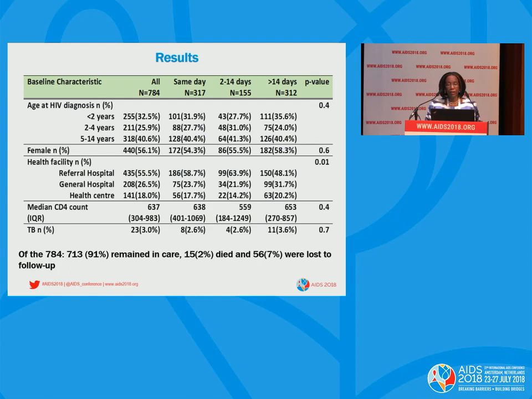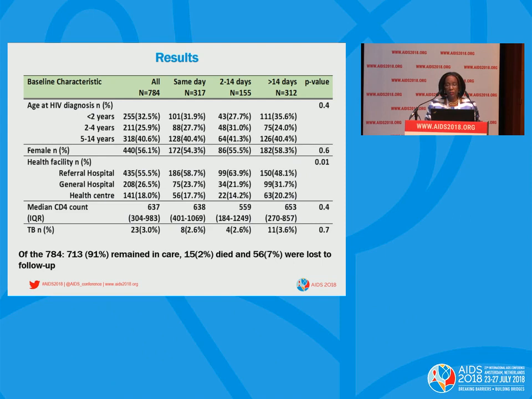We had a total of 784 children, and across the different categories of starting, there was no difference in terms of age at diagnosis. There was no difference in terms of whether you are male or female. There was a difference in terms of whether you were started at a regional referral or not, because the regional referral hospitals started more children.